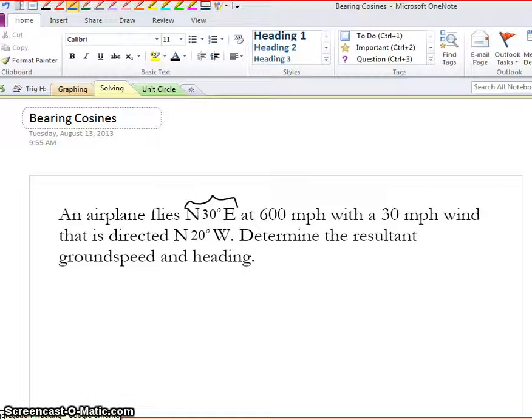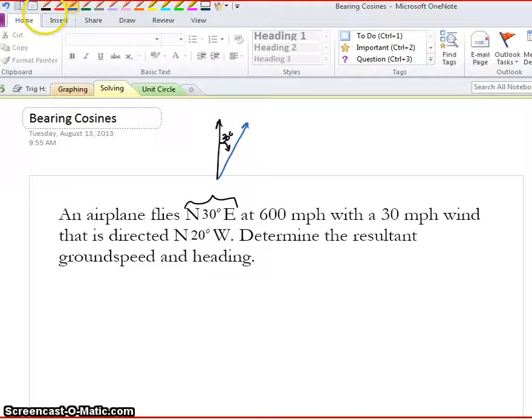So in this problem, we're looking at an airplane flying in a certain direction with a speed and there's a wind. But the first thing we want to do is look at the notation that is shown here, the N 30 degrees E, and make sure that we're clear on what that means. So when we see this notation, what that's saying is we're heading in the north direction, but not due north. We're going to go 30 degrees to the east, and that's the direction that we're heading.